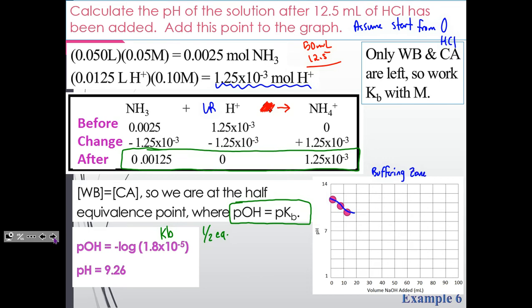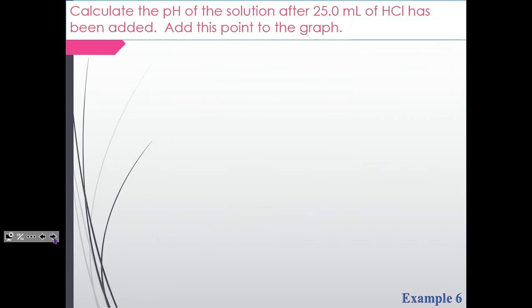When you have equal amounts of weak base and conjugate acid, this makes a great buffer. So this is why this portion of the curve will end up being a little bit longer. Okay, next, let's add 25 milliliters of HCl to our solution.